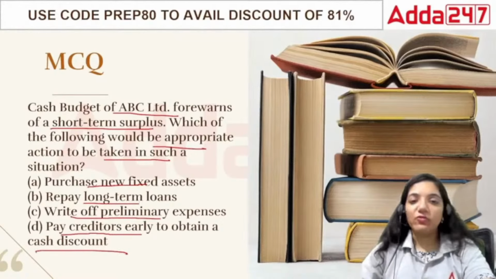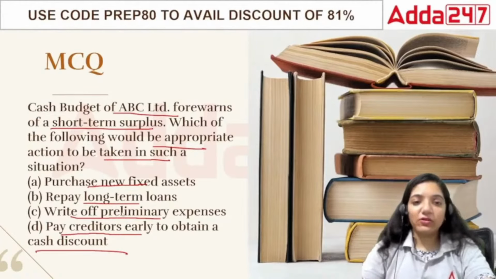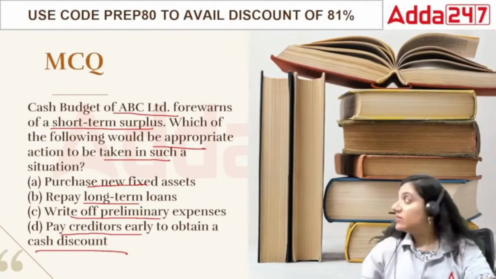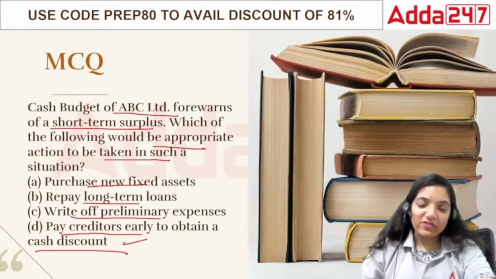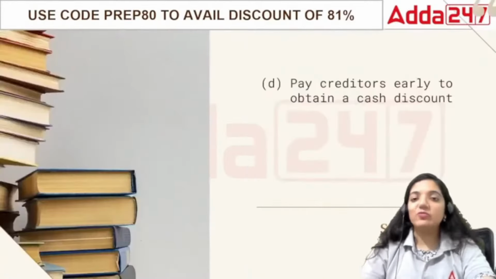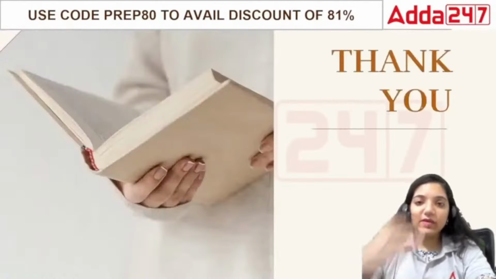The cash budget is a day-to-day budget, not a long-term budget. So in this case, what would be the correct answer? The correct answer would be to just pay off the creditors. If you pay off the creditors, you'll get a discount. That is way better. So if you have a surplus, you should do it as early as possible, because this will save you from further longer payments. So pay creditors early to obtain a cash discount. So that is done.